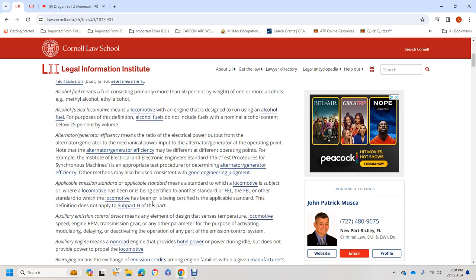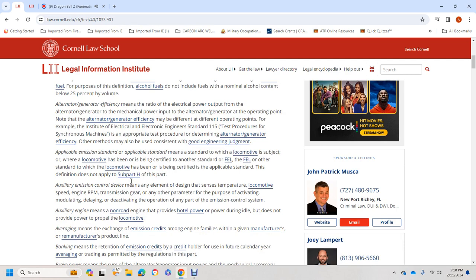Applicable emission standards or applicable standards means the standards of the locomotive subject, where the locomotive has been and is being certified in another family or a family emission limit other than the standard to which the locomotive has been or is being certified. Otherwise, the applicable standard definition does not apply.